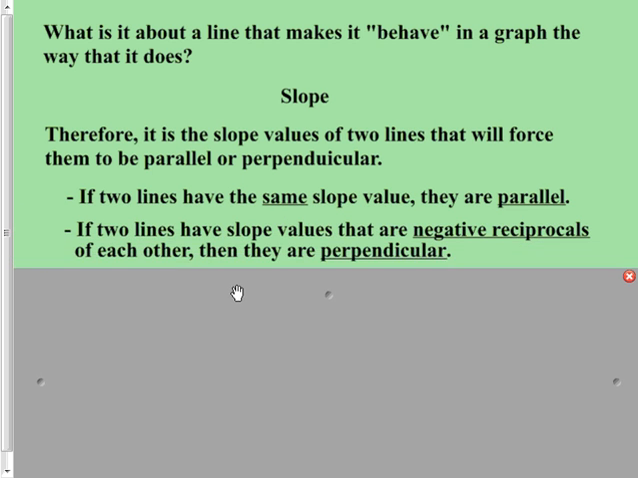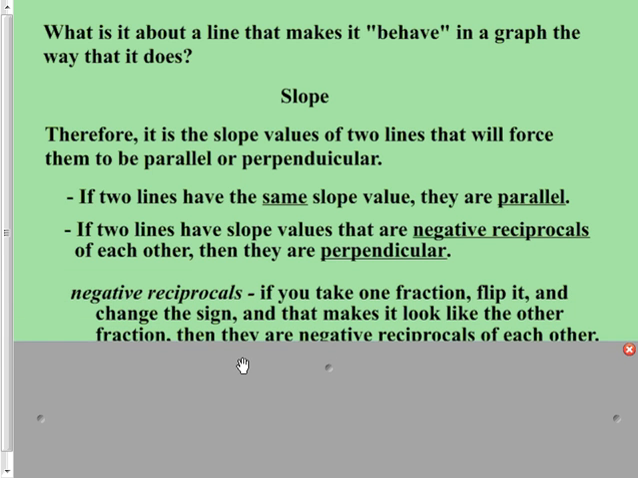On the other hand, being perpendicular is a little bit more complicated. Not only do the lines need to hit, they also need to hit in order to form a right angle. The only way that this will happen in a graph is if the two lines have slope values that are negative reciprocals of each other. That will make them perpendicular.